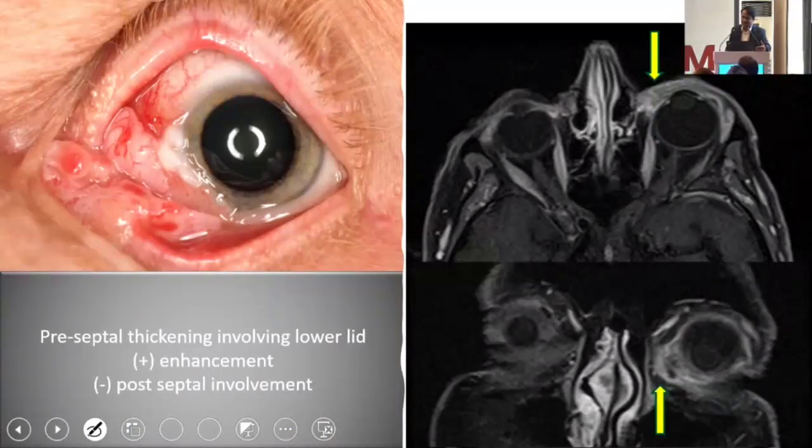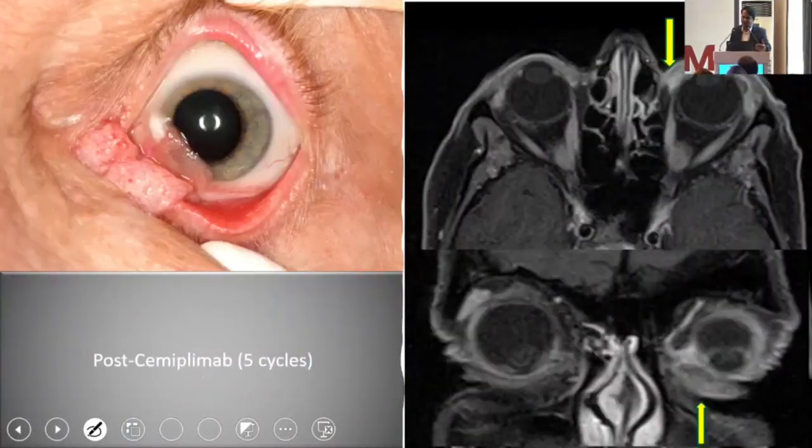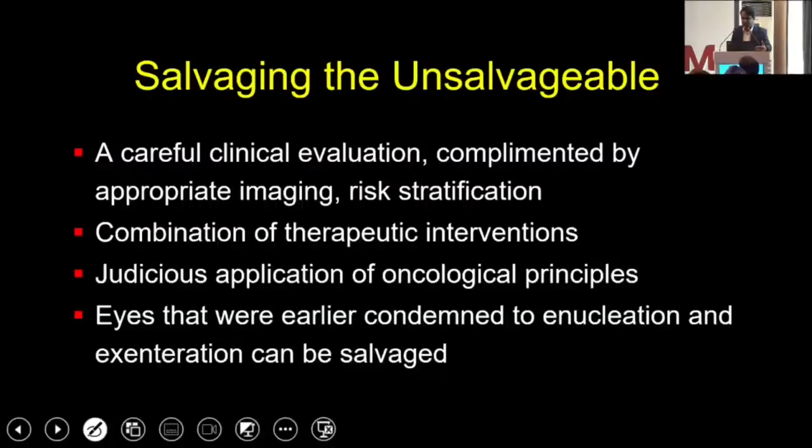Cemiplimab is something that has come in. For squamous cell carcinoma, you can actually chemoreduce using cemiplimab. You can see that this extensive tumor has been reduced to this size. This is from the Shields group. This drug is currently available in India with specific drug licensing, but is very expensive.